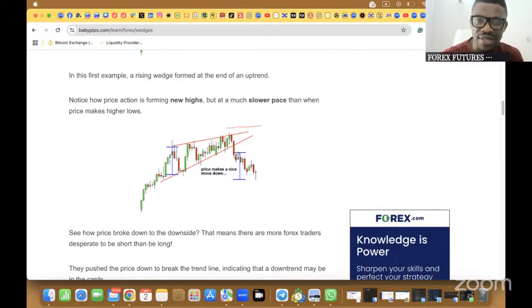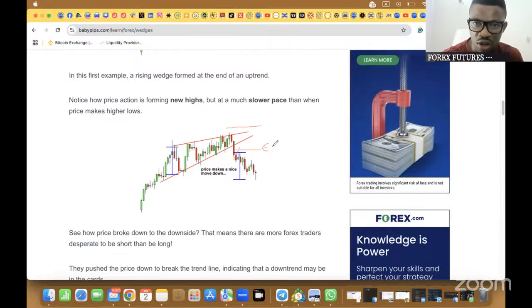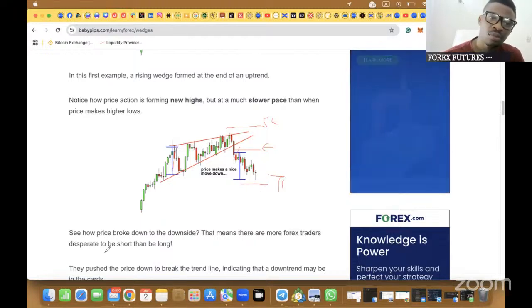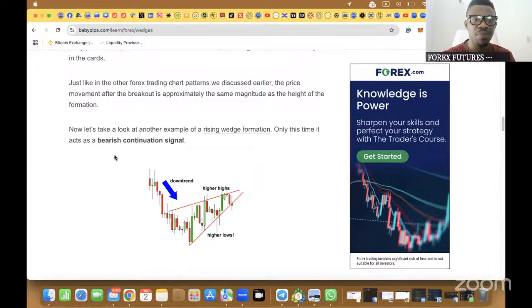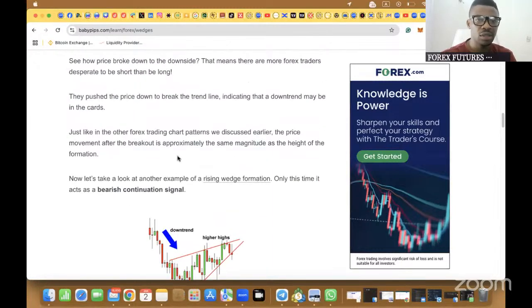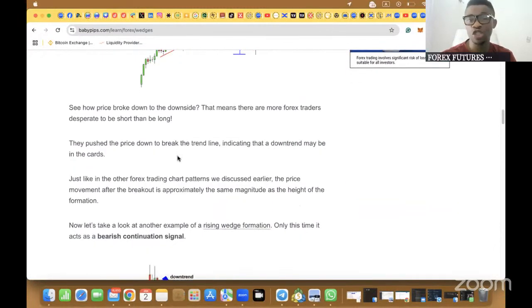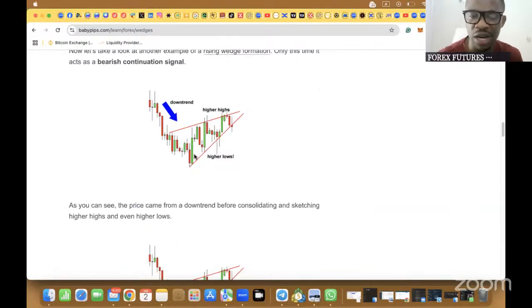Your entry is after the pullback, depending on which pullback you get. Your entry is here. Then your take profit is here. Your take profit is the same size of the wedge. So that is it about the rising wedge. Inverse of it is called the, what's it called? The bearish continuation signal. This is the bearish continuation signal. Yeah, rising wedge, bearish continuation signal.